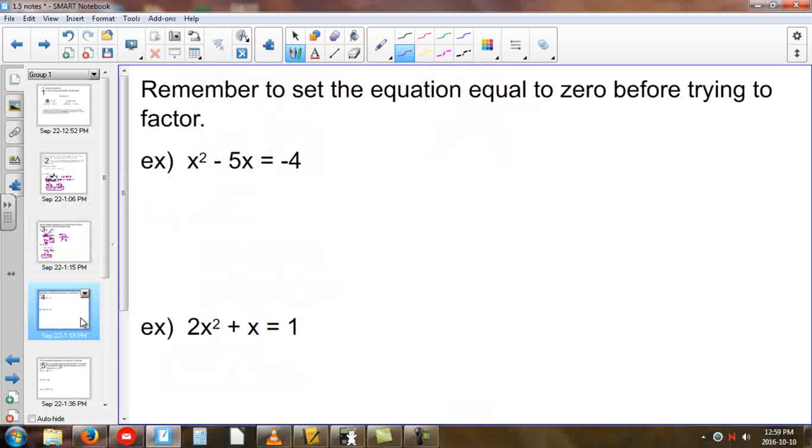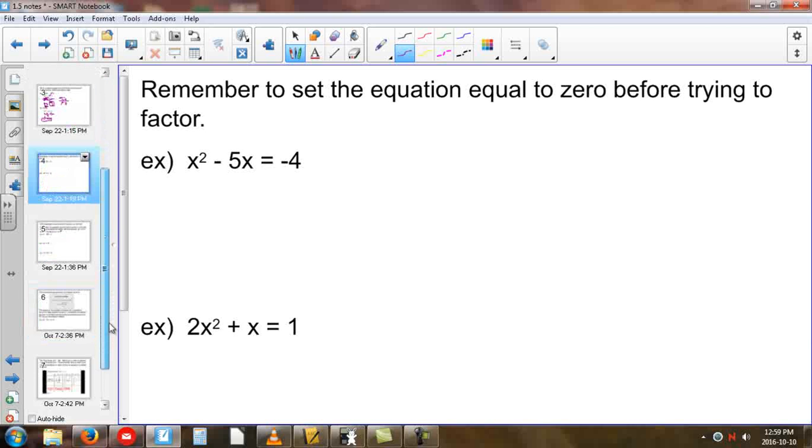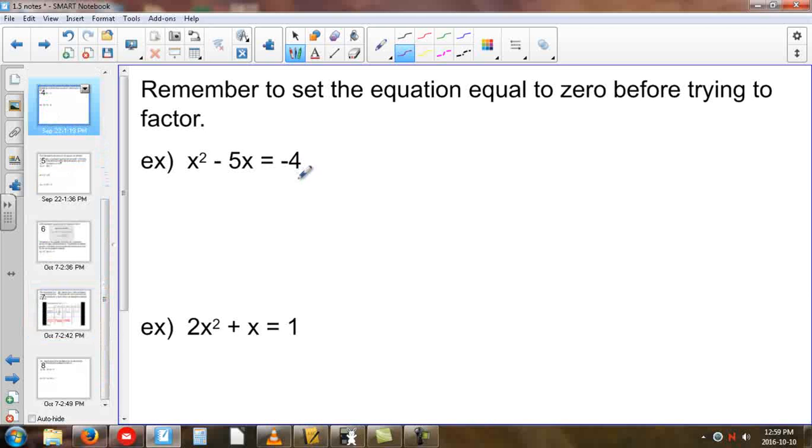There are some, though, that don't look quite like that. And so one of the things we have to remember as we do these processes is that you always want to start with the equation equal to 0. Okay? And so as we start this, first thing I want to do is add this 4 over. It's no good if I leave it on that side. So we're going to have x squared minus 5x plus 4 equals 0.